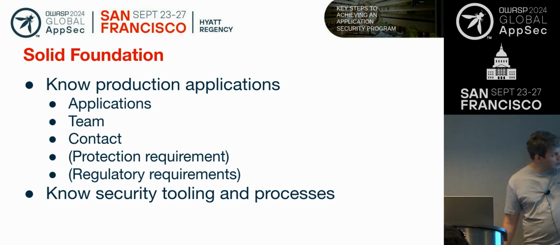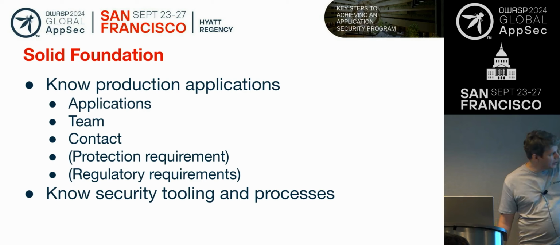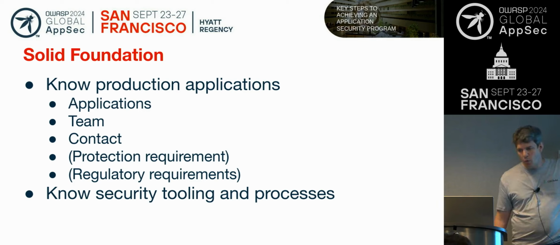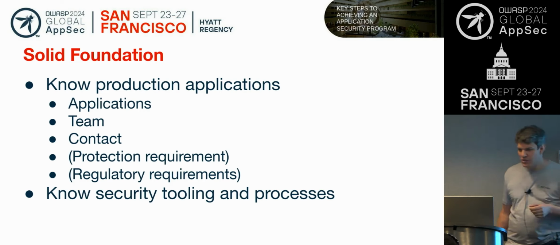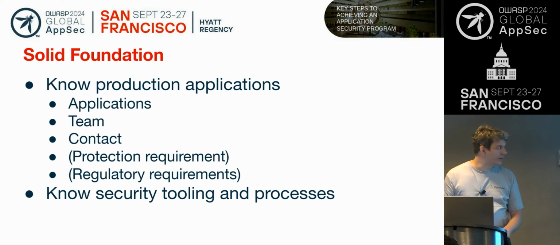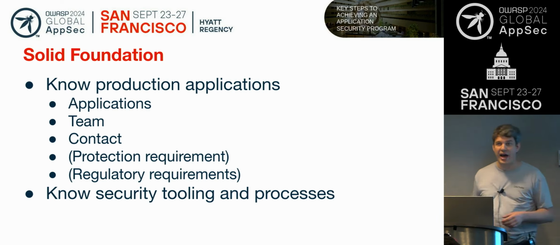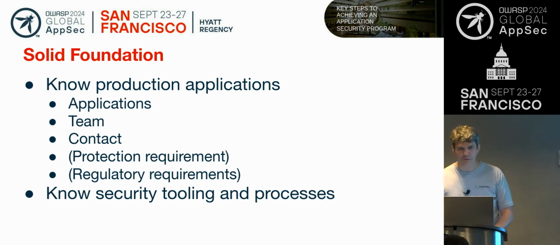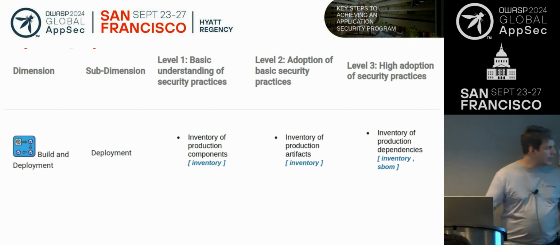What we also need is not only the production applications, we need to know where this application is running, what team is responsible for it, and who the person of contact is. In the best case, you have a risk owner. Then maybe you want to know protection requirements or regulatory requirements. And also, you should know what security tooling you have already, which teams could use. That doesn't mean they have to use it, but teams could use this tooling. That is the foundation.